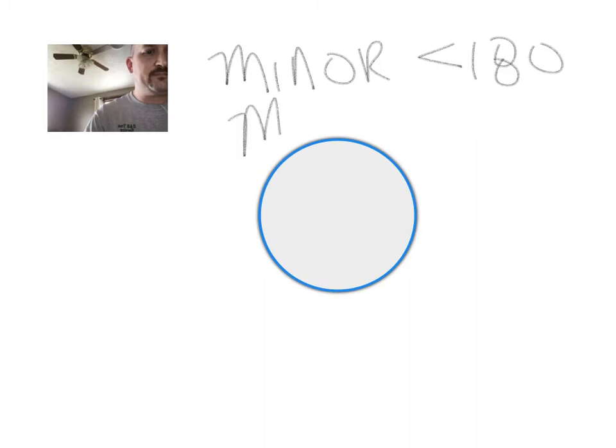All right, here. So now we're down to minor and major arcs. These are not hard. A minor arc is going to be smaller than 180. So minor arc, less than 180. And a major arc is greater than 180 degrees. That's really important to remember in a circle: circles are 360 all the way around, and halfway around is 180. Hold on a second.